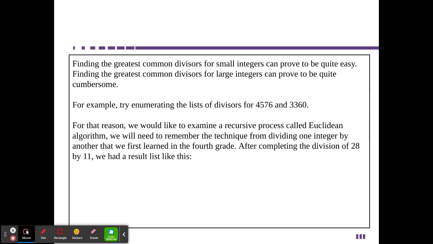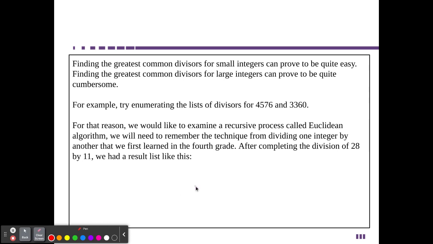For example, try enumerating the list of divisors for 4,567 and 3,360. For that reason, we'd like to examine a recursive process called the Euclidean algorithm. We will need to remember the technique for dividing one integer by another that we learned in 4th grade, after completing the division of 28 by 11.